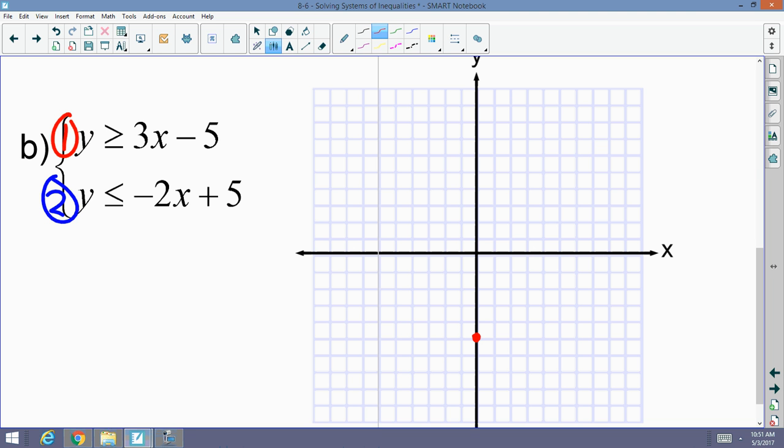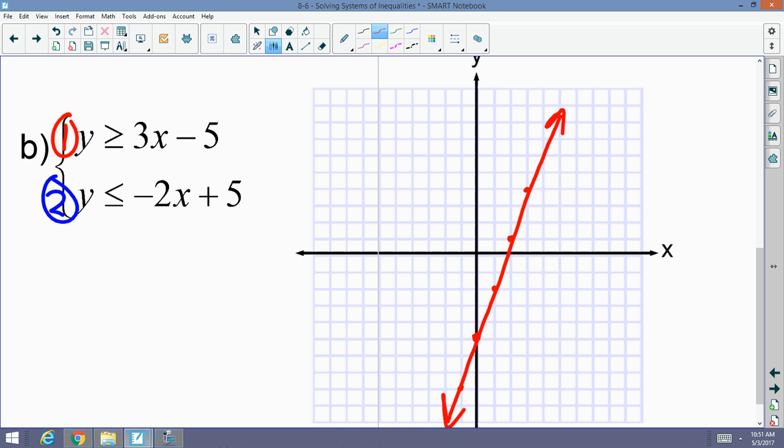3 over 1. Fantastic. So I go up 1, 2, 3, 1 to the right. Always run to the right unless going backwards. Up 1, 2, 3, and a little righter. 1, 2, 3, a little righter. Down 1, 2, 3, a little righter. Bam. Solid or dashed? Solid, because it's greater than or equal to, so it's solid.